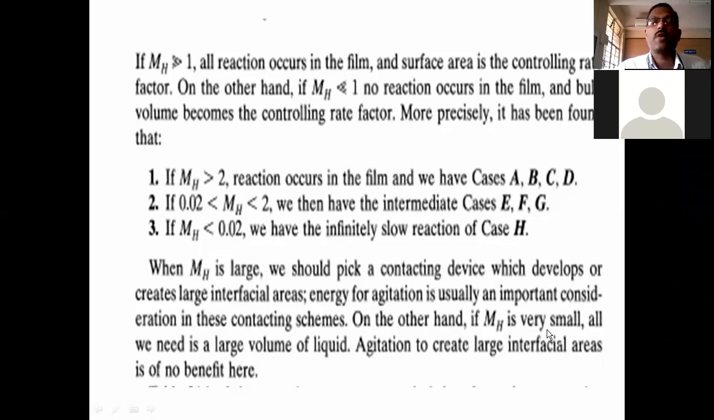On the other hand, if MH is very small, then all the reaction will occur in the bulk of the liquid. So the volume of the liquid is very important, because it is the controlling factor, and agitation to create large interfacial area is not beneficial. So the contacting device is not important in this case; the bulk of the liquid is important. MH very small means a slow reaction. But if MH is very large, then the contacting device and interfacial area are important.